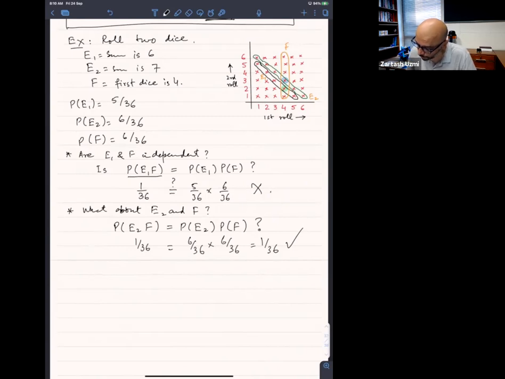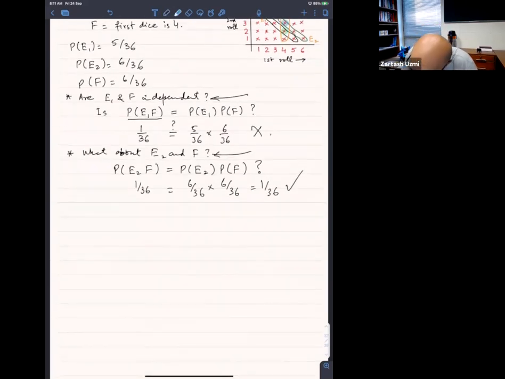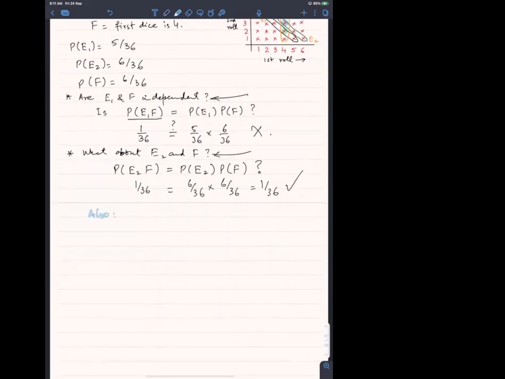Okay. So another way of finding out whether E2 and F are independent or not, or E1 and F are independent or not, is to find the conditional probability.